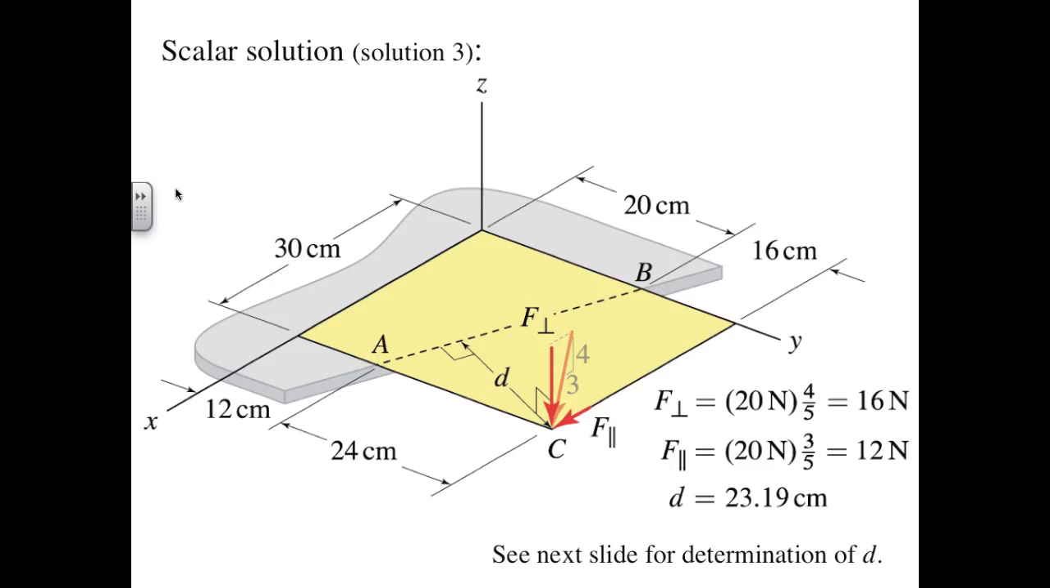We could then go back to the previous slide to determine the direction of this moment. Using the right-hand rule, we can use this position vector and cross it into F perp. And the sense of that moment will be going from A to B.